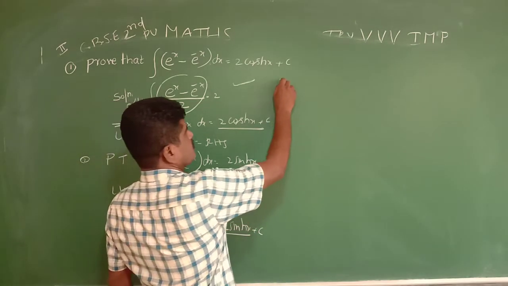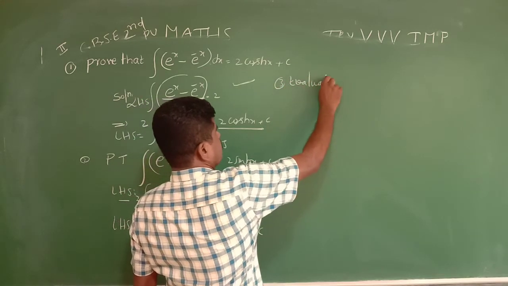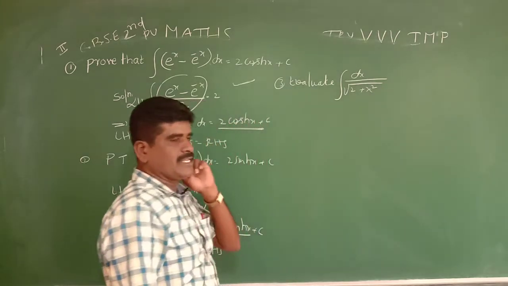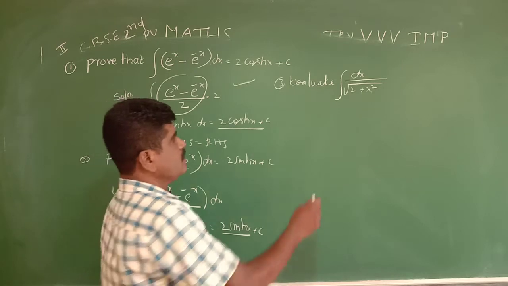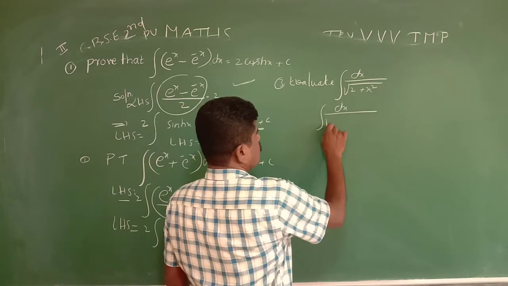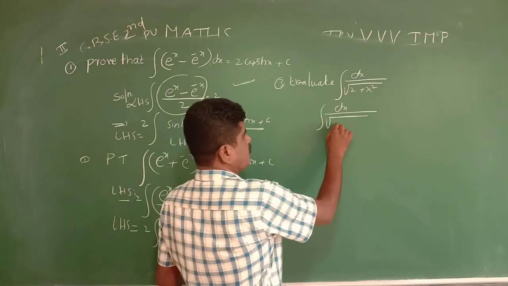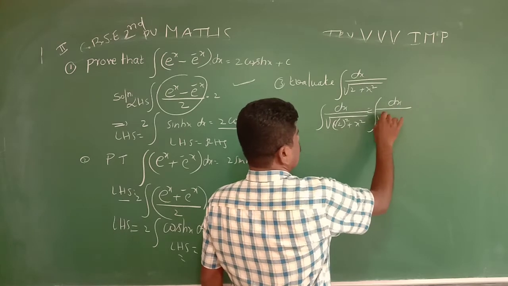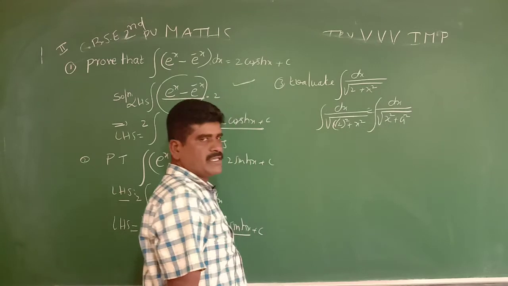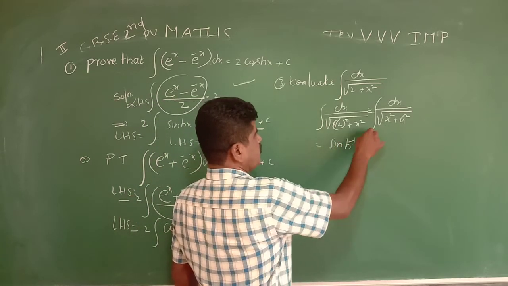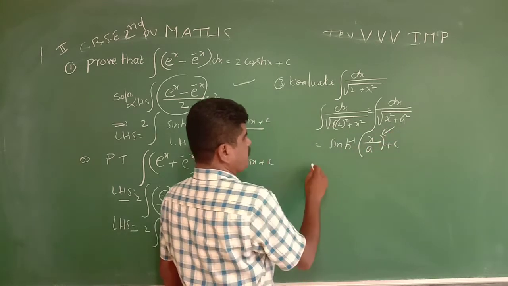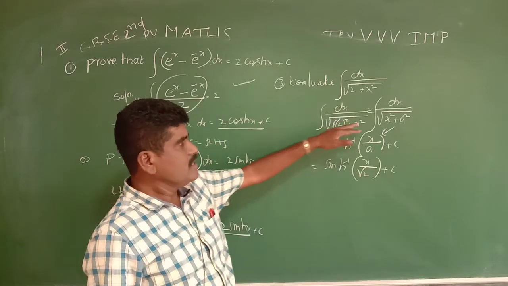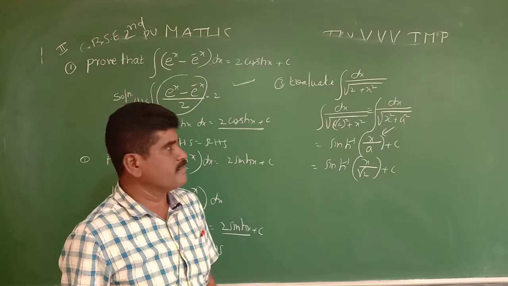Okay. Next, third one, evaluate integration of dx by root of 2 plus x square. The constant can be written in square form, root 2 whole square, plus x square. This is in the form of integration of dx by root of x square plus a square. Its integration is sinh inverse of x by a plus c, the standard form. Now sinh inverse of x by a is how much? x by root 2 plus c. This is another formula.